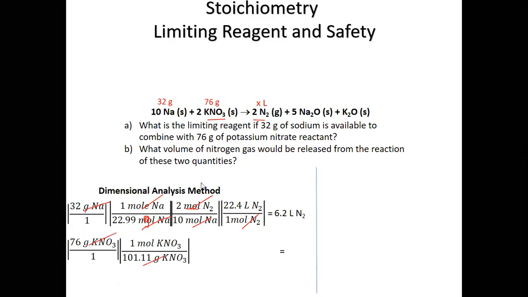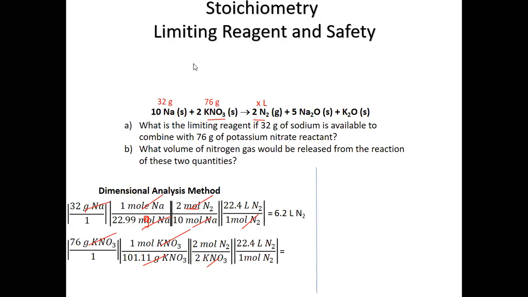Next, we use the mole ratio to turn it into the chemical we're interested in. We're interested in nitrogen. It turns out that the mole ratio now is 2 moles of nitrogen for 2 moles of KNO3. What that does is produce the mole amount of nitrogen. And just like we did up top, we can turn that into a volume because we know there's 22.4 liters of nitrogen for every 1 mole.